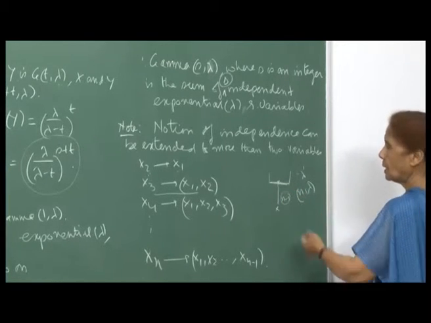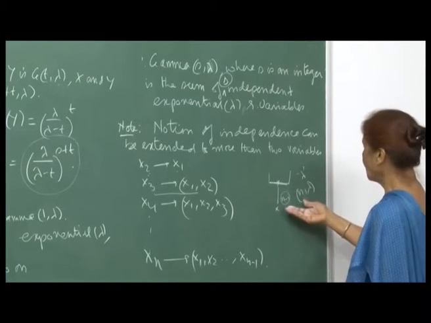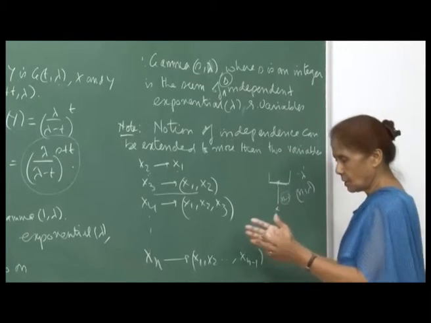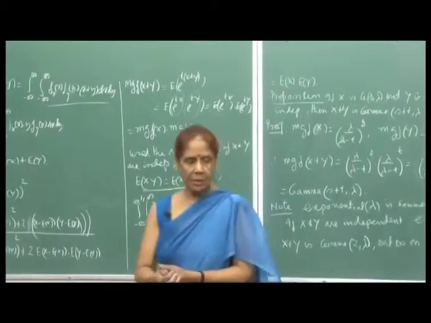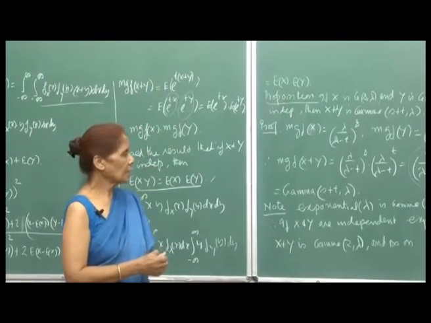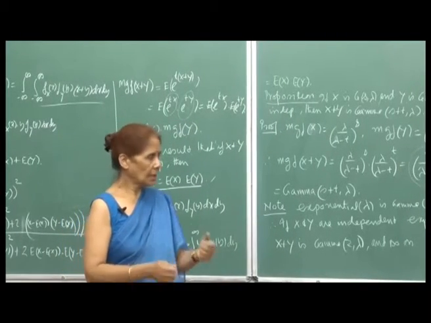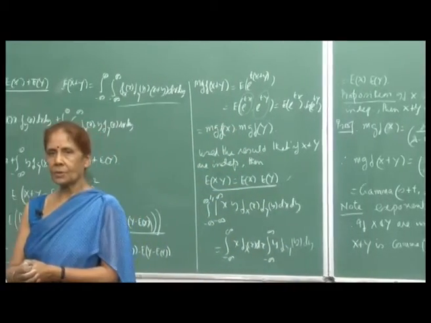And I had told you that we will be able to prove this result also, that n exponential distributions with the same parameter lambda will add up to a gamma distribution with parameters n comma lambda. So, I will continue this exploration more in the coming lectures. Okay.